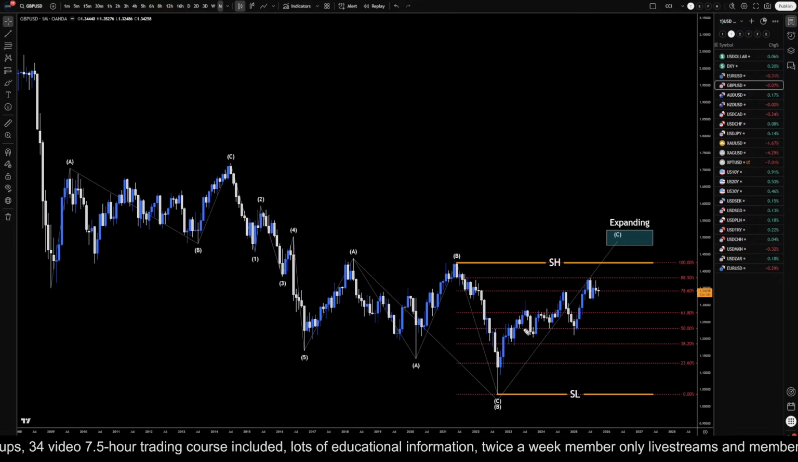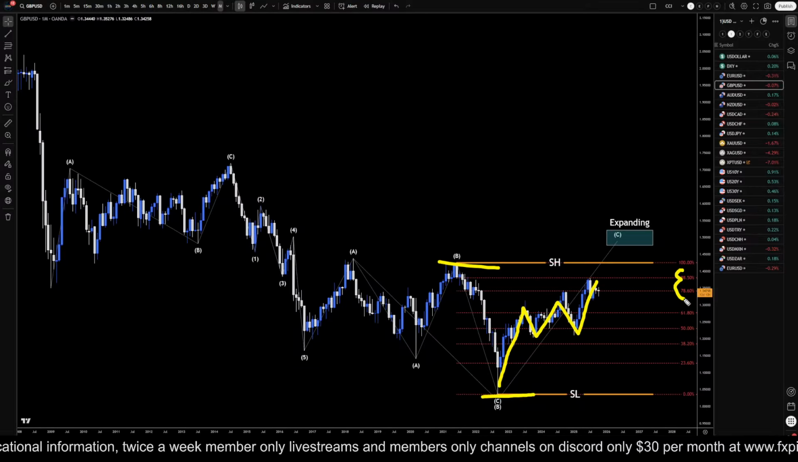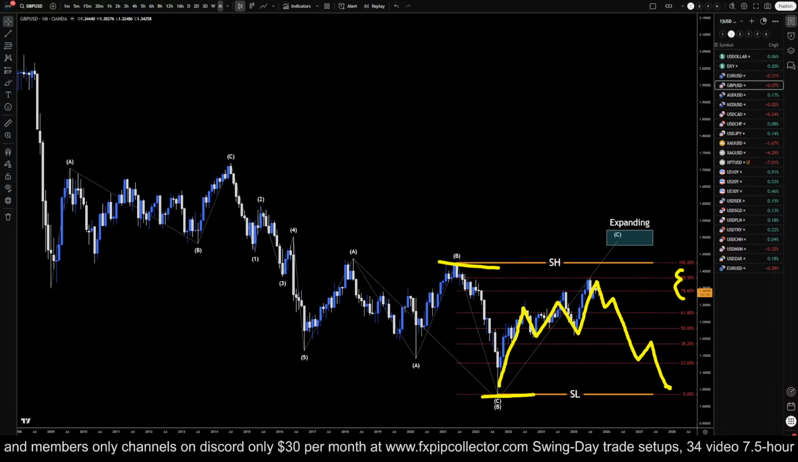Now, the whole thing is we cannot rule out the possibility that this is actually an A, B, C pullback to this impulsive wave down. We've been consolidating around the 88 and 78% Fibonacci for a very long time now, actually about 3 or 4 months. So this very easily could break down and very easily could start a brand new downtrend.